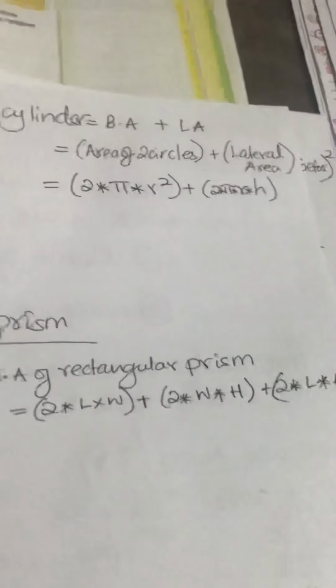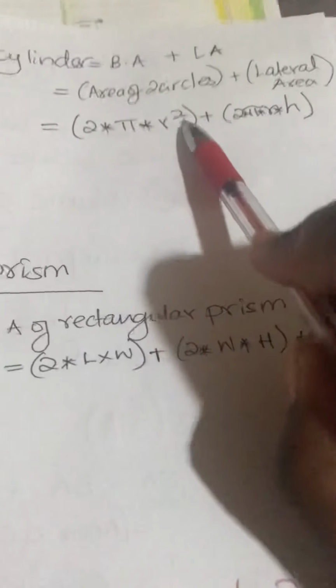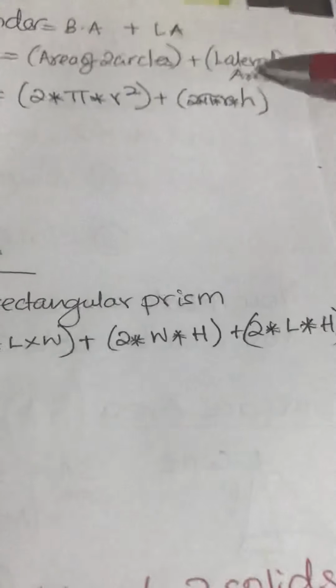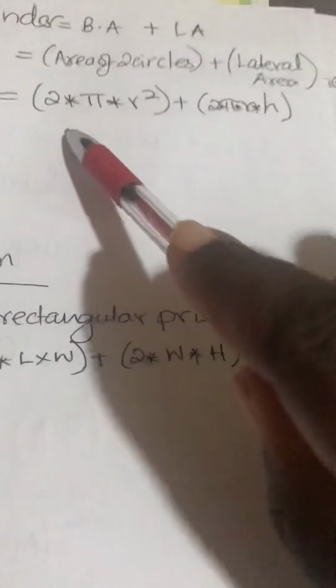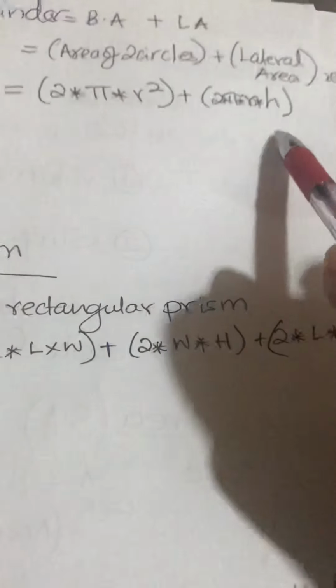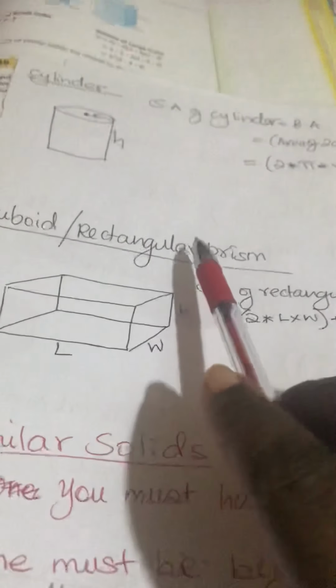All right. So, how do you find area of 2 circles? 2 times pi times radius squared, plus 2 times pi times radius times height will give you the lateral area. Then you put your dimensions in and you find your answer for each bracket and then you add them. That gives you the surface area of a cylinder.